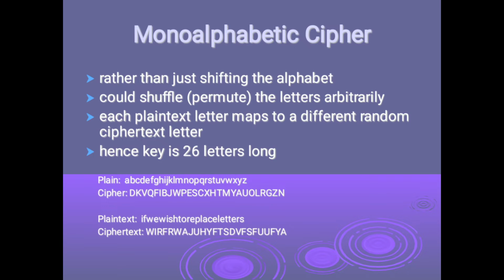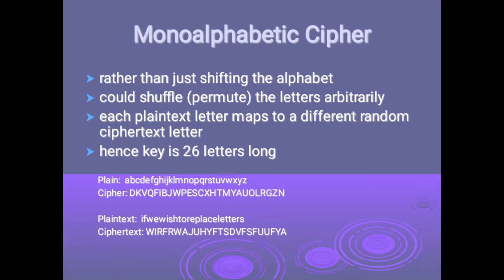Monoalphabetic ciphers. Rather than just shifting the alphabet, we could shuffle or permute the letters arbitrarily. Each plain text letter maps to a different random ciphertext letter, so we are able to get not only 26, not only 3 as the key space, we are increasing the key space in monoalphabetic ciphers.